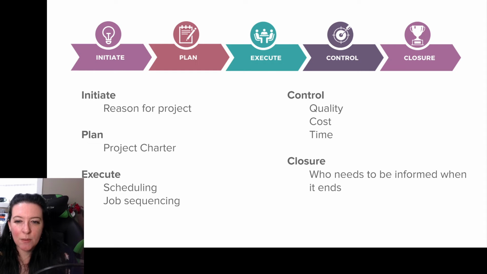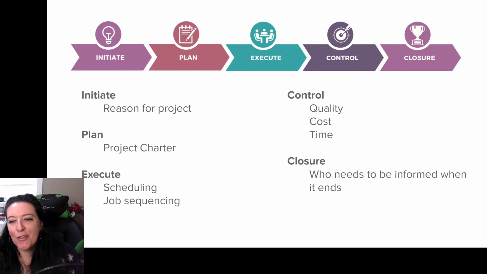So we've initiated the project by coming up with the reason for the project. We have done our planning by putting together our project charter. And then the next part is to execute, to actually do the project. And this includes scheduling, so who is going to work when, putting that Gantt chart and that RACI matrix into effect, and some job sequencing. So if we have multiple people working on multiple things, then we need to know the order that they're doing that in. So this is the actual implementation.